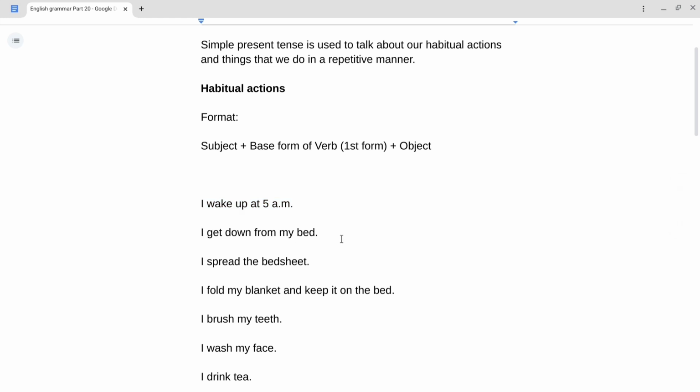I get down from my bed. Okay, the next one is: I get down from my bed. What is the meaning of get down? That means you are getting down from a higher position. You are on your cot, you are on your bed, then you get down. So I get down from my bed is the second one. I is the subject and get down is the verb part here.